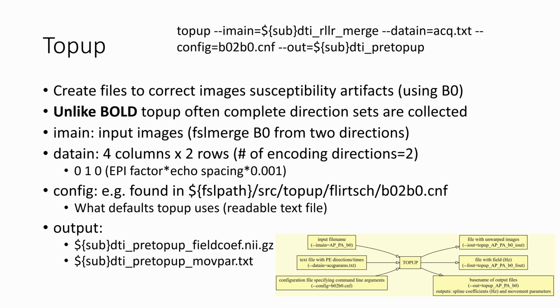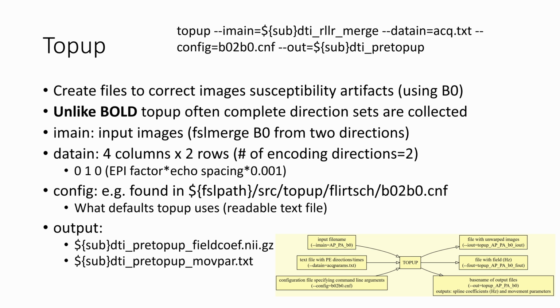Okay, so I'm going to talk today about how you're handling this, not for the bold situation, but for the diffusion, where you're actually combining that data. So we're going to create the top up, i.e. create the field correction on the B0 values for your various data sets.